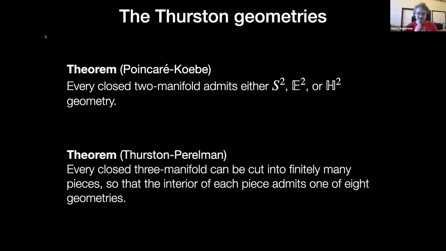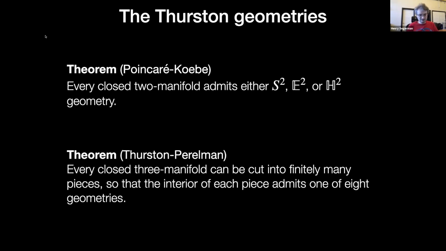Okay, so what are the Thurston geometries? Just real quick, in case you're not familiar with what's going on here. I guess maybe the start of this is in 2 dimensions. Any 2-dimensional manifold, you can put a metric on it, put a geometry on it, so that it looks like the 2-sphere, the Euclidean plane, or the hyperbolic plane.